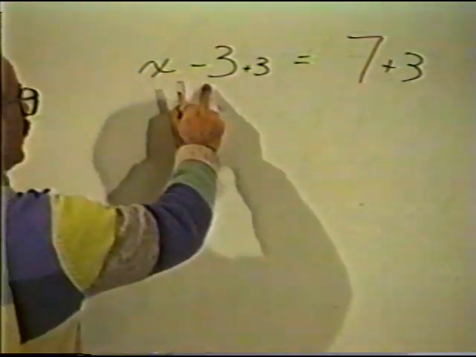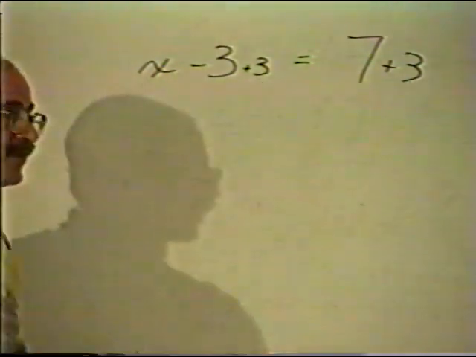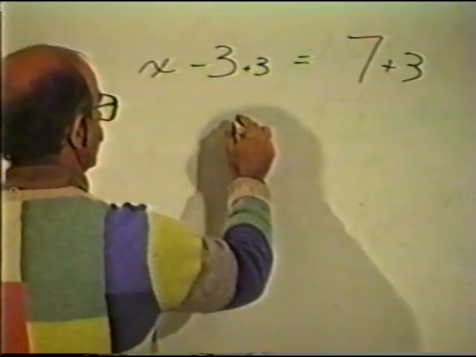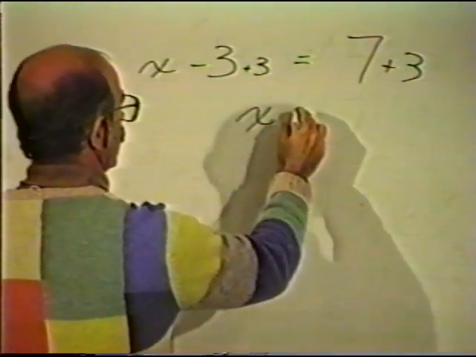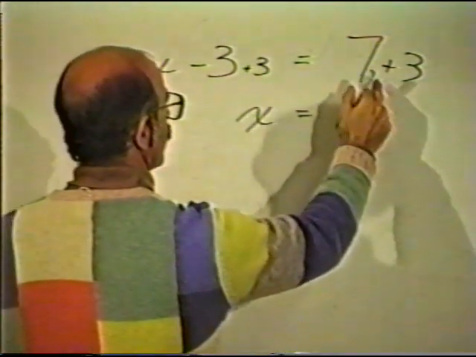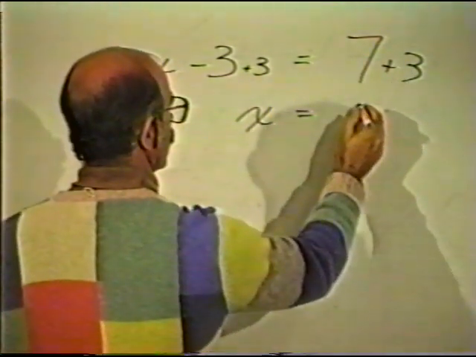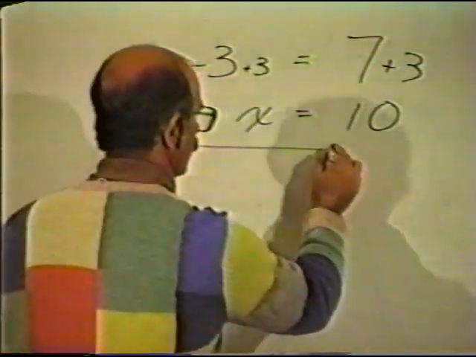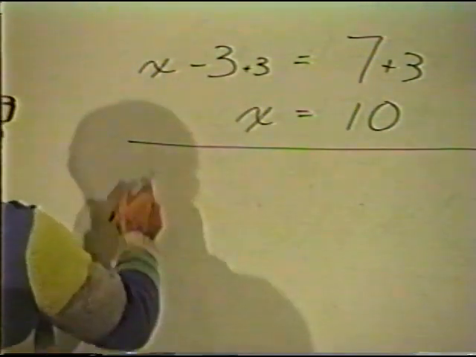The minus 3 and the plus 3 together become 0, which leaves us just the x on this side. On the other side, 7 plus 3 is 10. X equals 10. And the check.